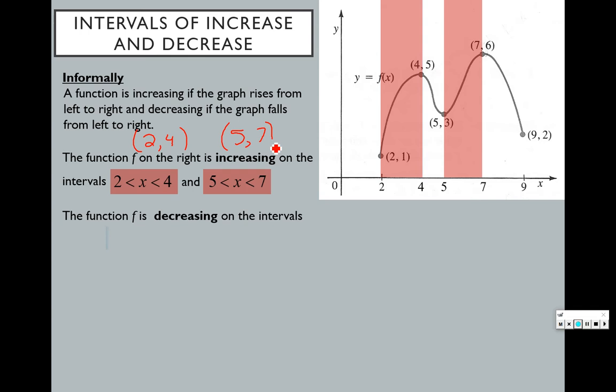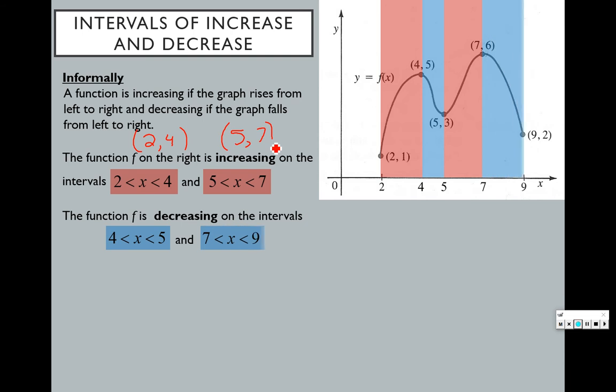More. Where is this function decreasing? That's in the blue section. Between 4 and 5, function's decreasing. Between 7 and 9, it's decreasing. So this was 4 less than x less than 5. This was 7 less than x less than 9. You could write this as lowest, highest.